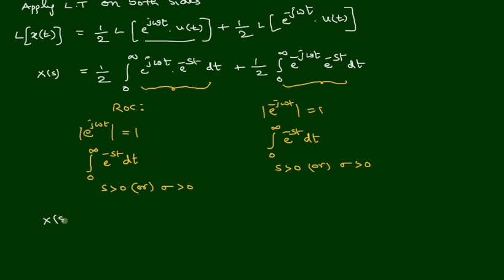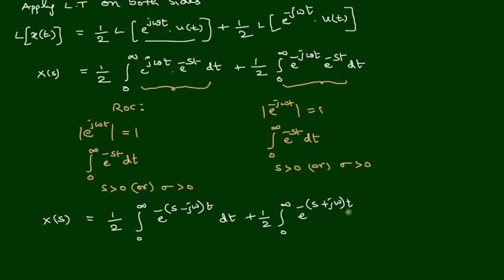Now we continue the simplification of the Laplace transform. That is 1 by 2. The first integral term becomes the integral 0 to infinity of e power minus of s minus j omega multiplied with t dt, plus the second term, 1 by 2 integral over 0 to infinity of e power minus of s plus j omega multiplied with t dt.